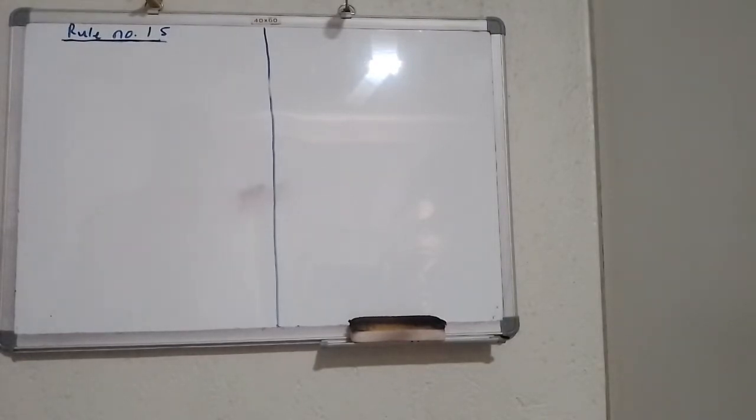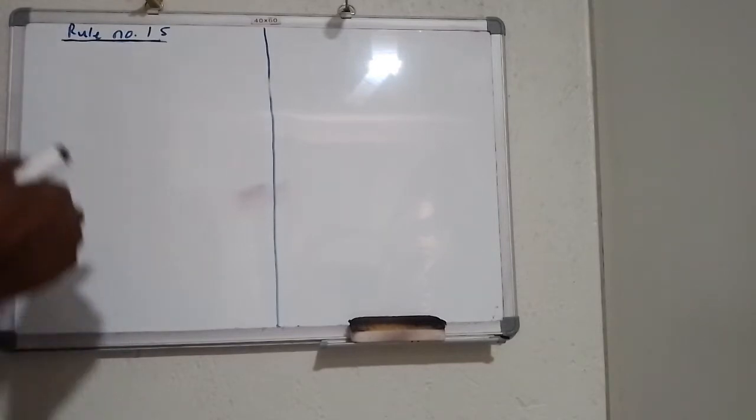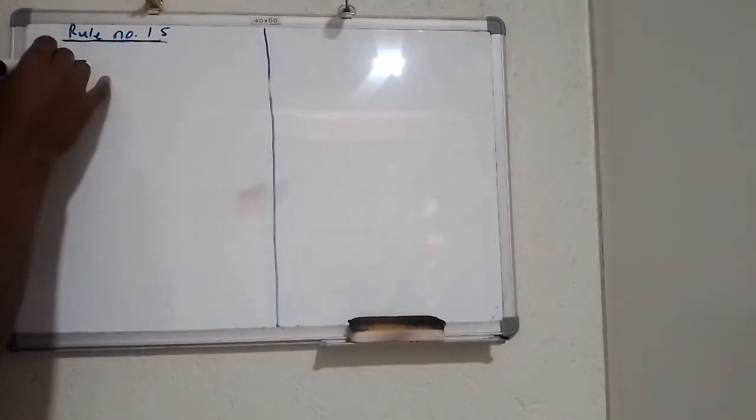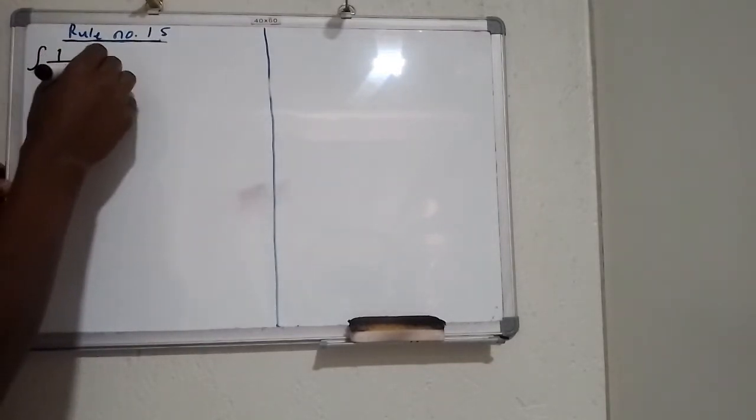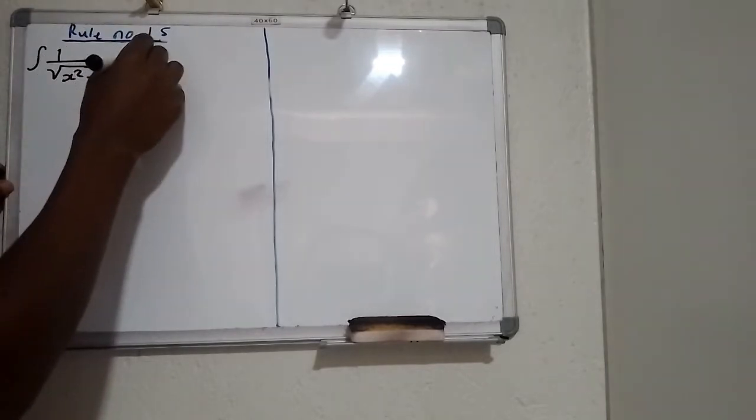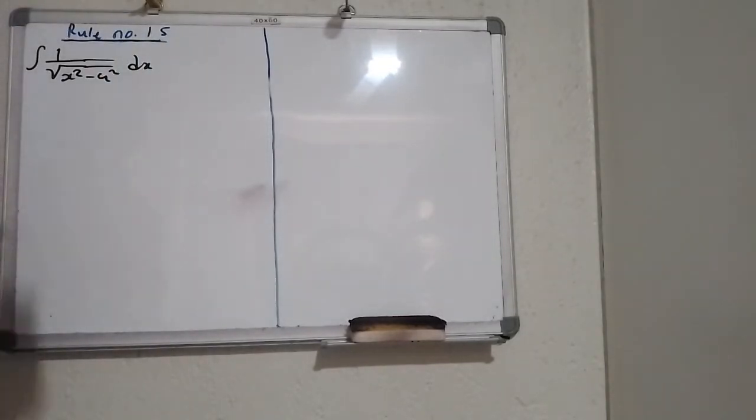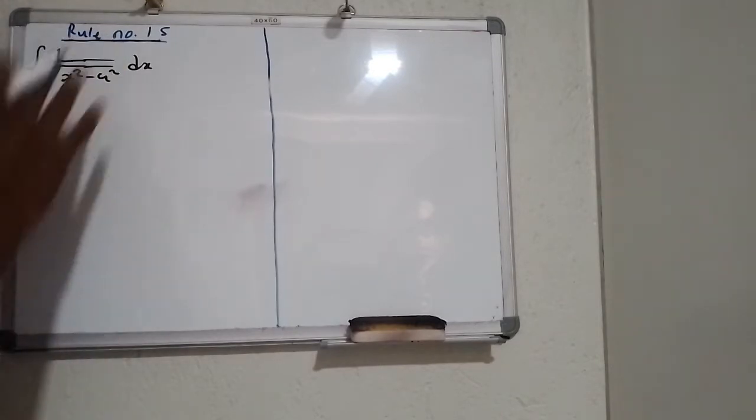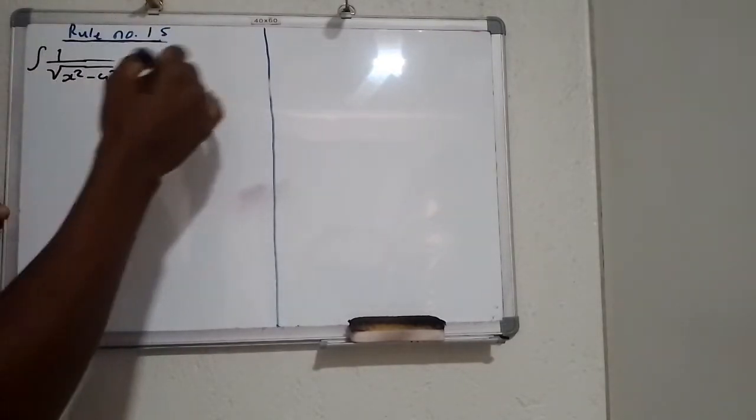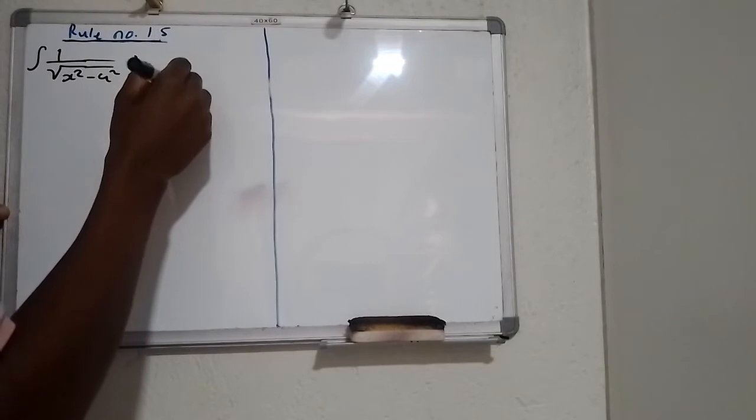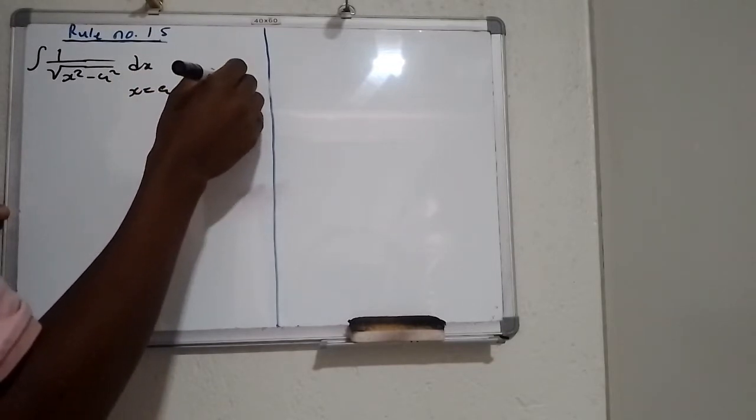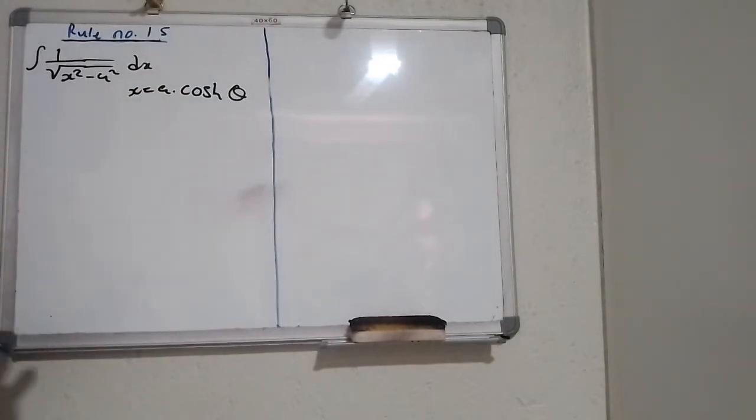Today we are doing rule number 15, which is integration using hyperbolic substitution. So now, without any further complaining, let's get to it. Okay, now when we deal with such cases, integrating something like this, how are you going to integrate something like this? For you to integrate something like this, you need to use hyperbolic substitution, of course, right?